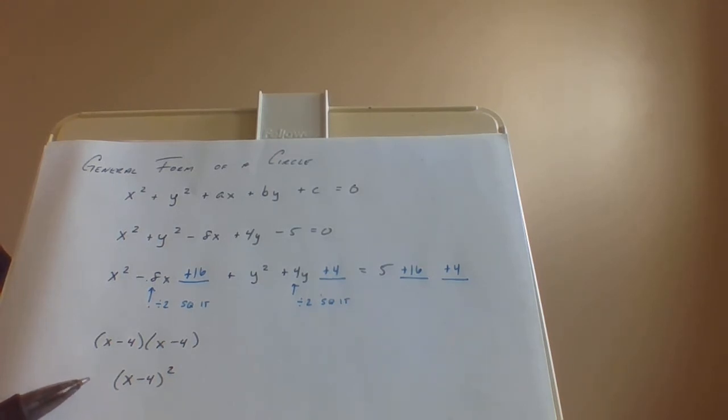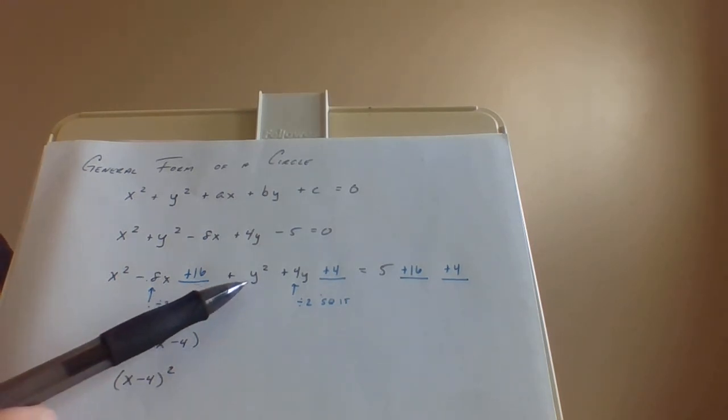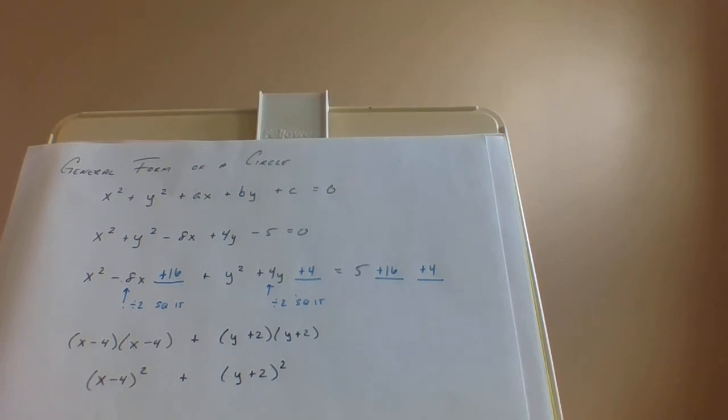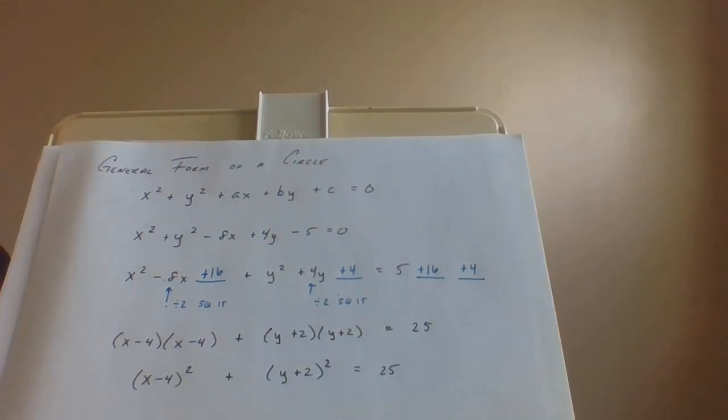Now that's a piece that I need for my standard form of my equation of a circle. Well, let's do the same thing for our y values. When we factor the y values, we're going to get y plus 2 times y plus 2, and we can rewrite that as y plus 2, the quantity squared. Let's add together the numbers on that right side of the equal sign. When we do that, they add together to give us 25.